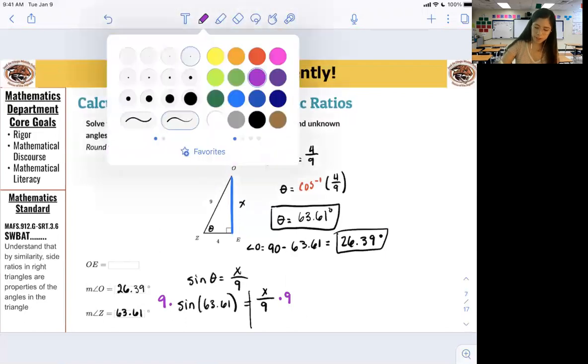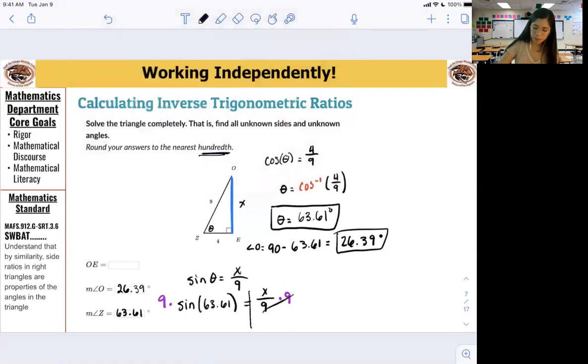Okay, so in your calculators, you can go ahead and plug it in. What is 9 times the sine? Now remember, we're not doing the inverse sine, just sine. 9 times the sine of 63.61.